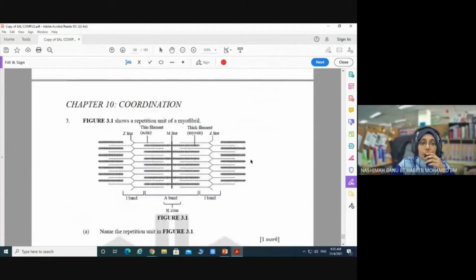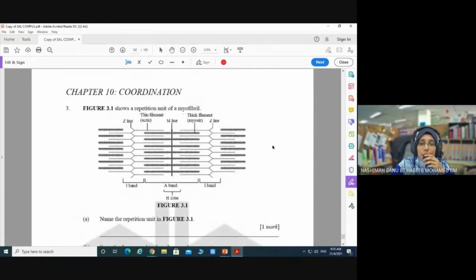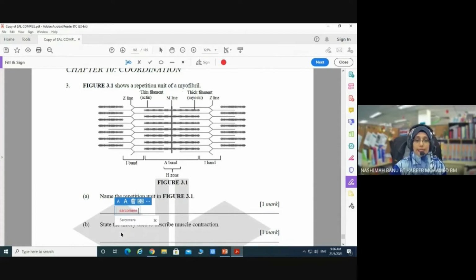Okay, now let's go for the third question. Alright, so this one is one of the questions considered quite tough for the students because you have to memorize the light band and the dark band. Okay, so this is the repetition for the myofibril. This one is showing one side of the sarcomere. So now name the repetition. I mentioned just now, this one is the sarcomere.